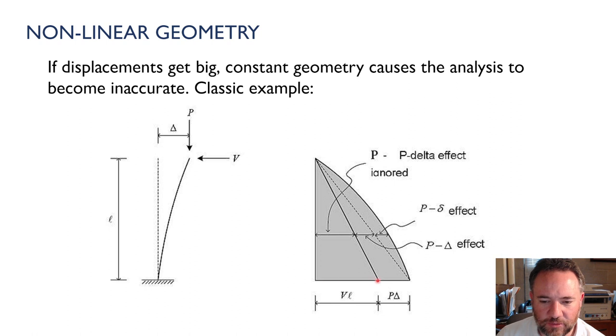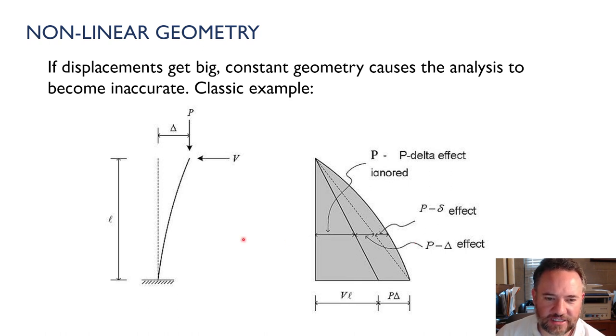So V creates a moment of V times L, V times the length. If my P delta effect is ignored, then P never creates an additional moment. So I'm looking at moment versus height. If I take P delta effects into account, that means that as this delta increases, this P creates an additional moment of P times delta, P times this lever arm. So at the base, I'll get an additional moment of P delta. We call that the P big delta effect.